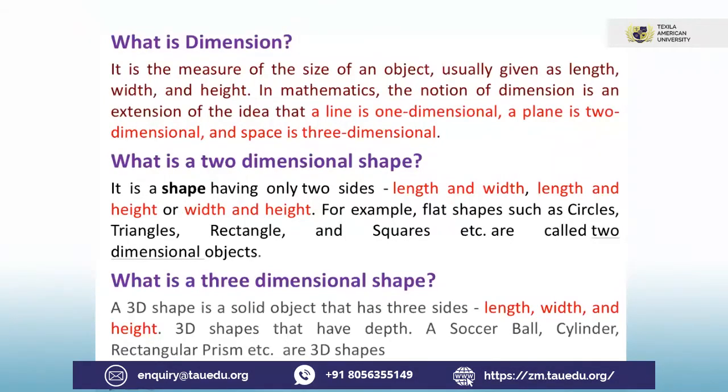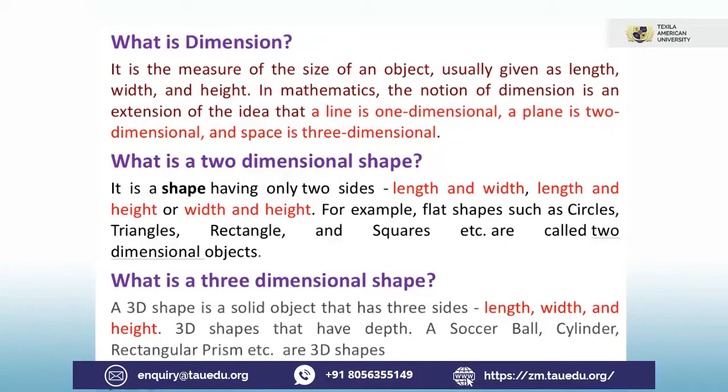What is a two-dimensional shape? It has only two sides, that is length and width, or length and height, or width and height. For example, flat shapes such as circles, triangles, rectangles, squares, and more are all called two-dimensional objects.